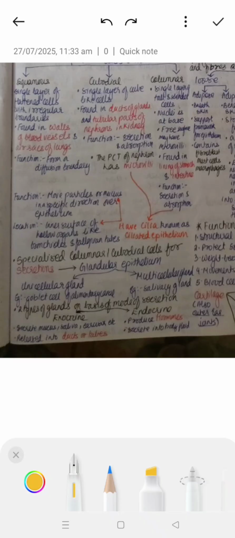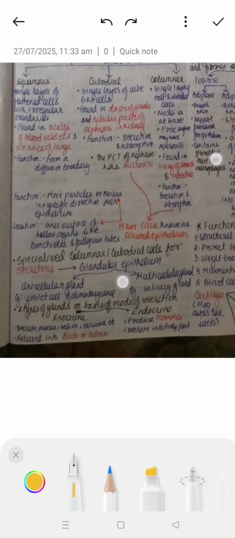Next we have two types of glands on the basis of mode of secretion: exocrine and endocrine. Endocrine glands are ductless and secrete hormones directly into body fluid, whereas exocrine glands secrete mucus, earwax or saliva, released into ducts or tubes.